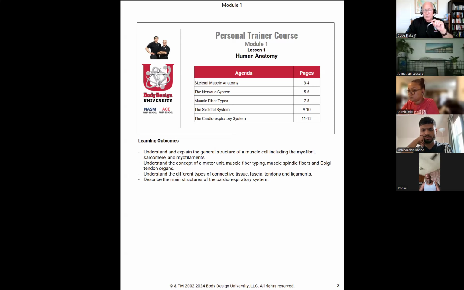One of the best ways to determine if you've learned material is, can you explain it to somebody else, or can you even talk to yourself about it? So I'll give you an example. Understand and explain the general structure of a muscle cell, including the myofibril, sarcomere, and myofilaments. That's a really good example of trying to understand material and then explain it. So I should be able to explain that you have a muscle belly, muscle cell, and all the structures that are components of it. And it's going to be the same thing with these other learning outcomes. It's a good idea to go through those.